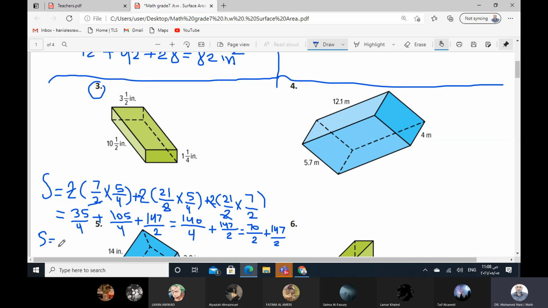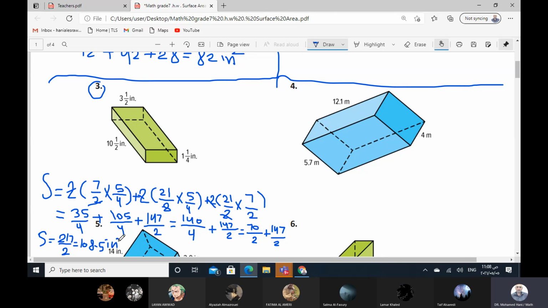Now we have the same denominator. Then we can add here 70 plus 147. So the answer will be 217. Then we can divide 217 by 2. So the answer will be 108.5 inch squared.